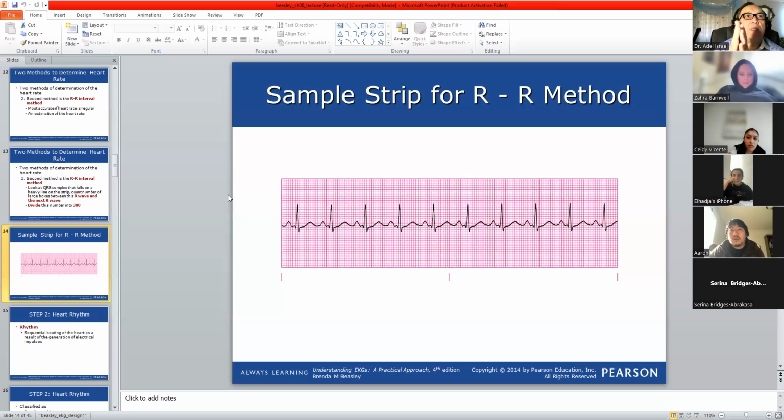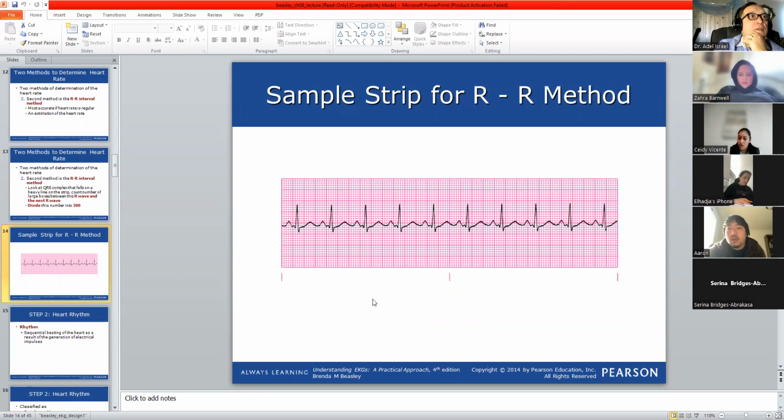I need someone to tell me what is the heart rate here. We have 3 methods. We learned 3 methods. So I need everyone to be sure how to go by these 3 methods. So who can start with me? 100 beats per minute using the QRS. How many? 100.